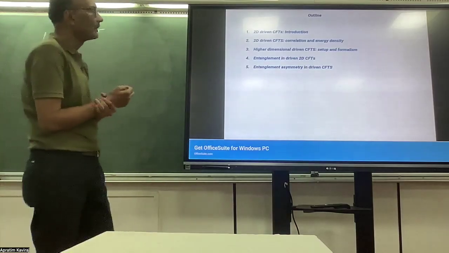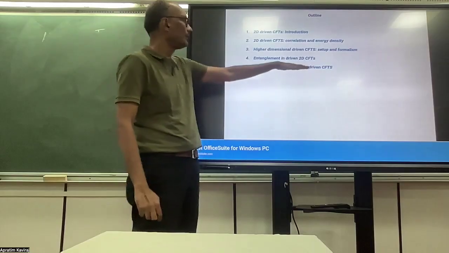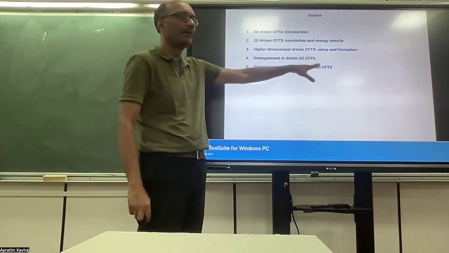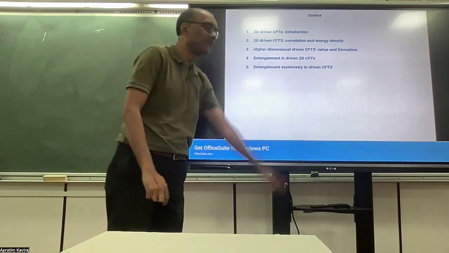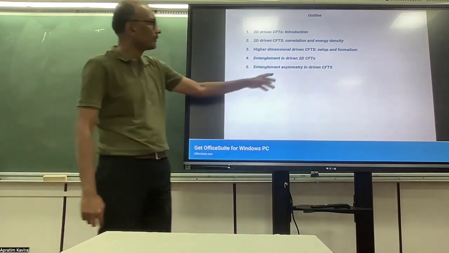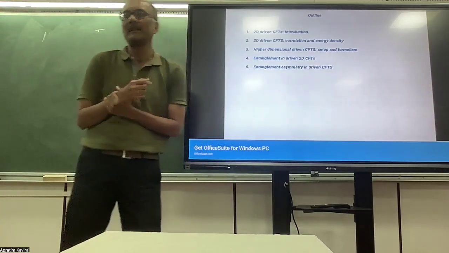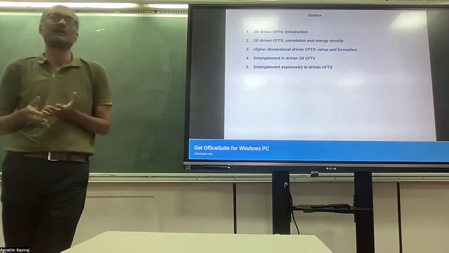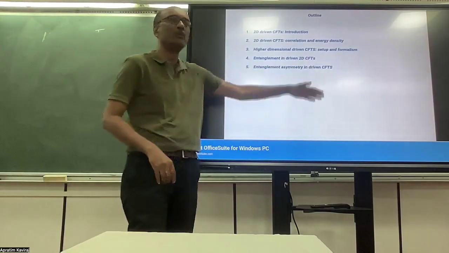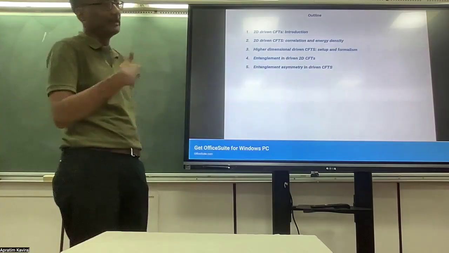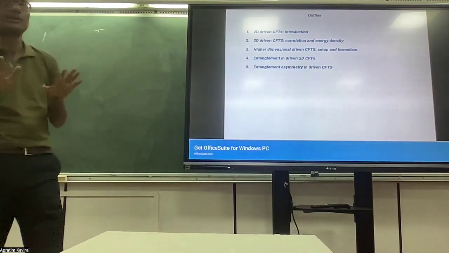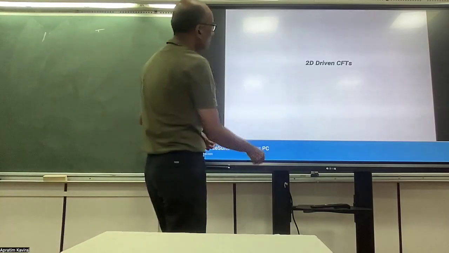And then I'm going to shift gear a little bit and talk about entanglement in driven CFTs. And finally, if I have time, I'm going to talk about a quantity known as entanglement asymmetry, and show that it's possible to calculate this in a given 2D CFT. And it gives some interesting things. So that's the outline.